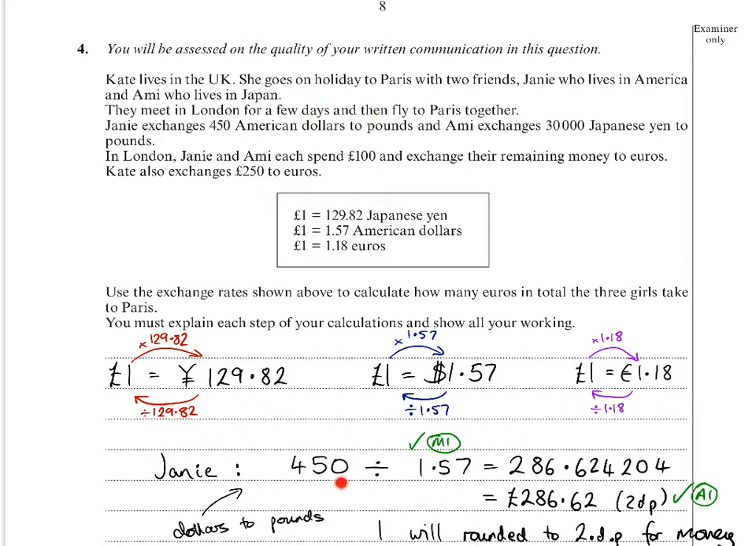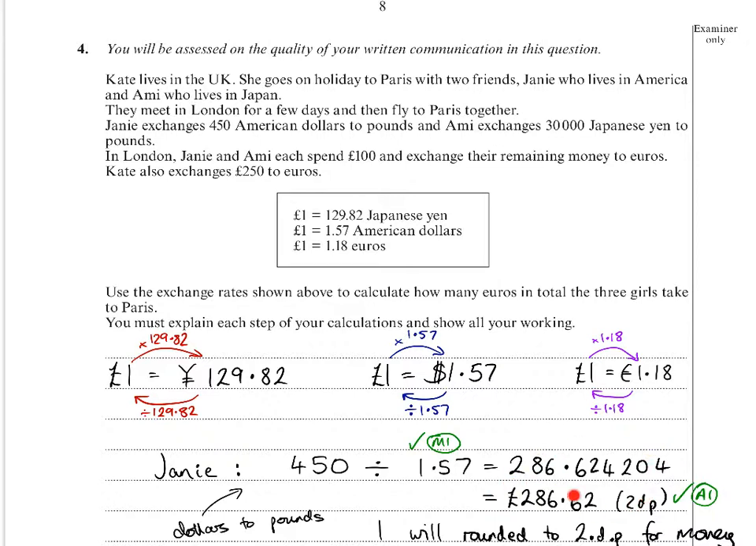So I've written here $450, so dollars here, so I'm following the divide by arrow to turn it into pounds. You got a method mark if you said that you were dividing there, even if you picked the wrong exchange rate, just because you had to know to divide, okay? That gave this answer here.